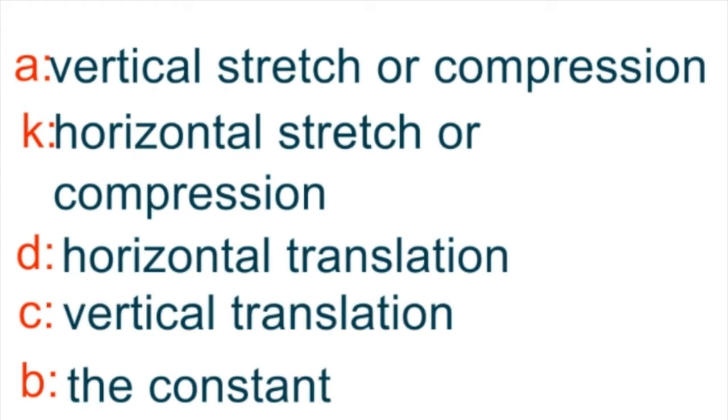First of all, recall that in the equation, a is the vertical stretch or compression, k is the horizontal stretch or compression, d is the horizontal translation, as in right or left, c is the vertical translation, as in up or down, and b is the constant, which is always positive. So the order of the transformations is important. So in graphing, you start off with a stretch and reflection and then end off with the translations.